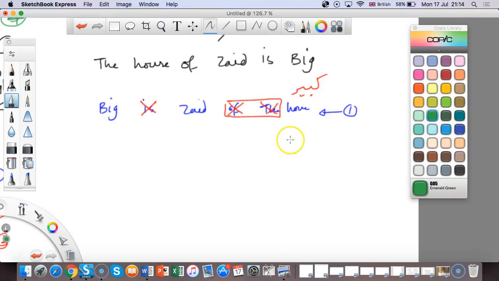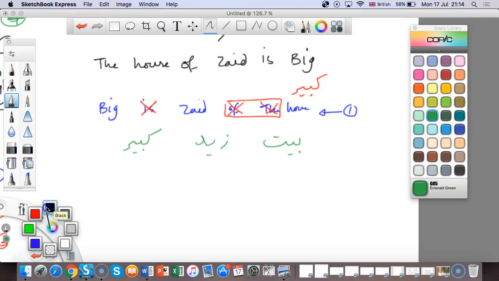Big, Zayd, house. Okay. So house, what's house? Bait. What's Zayd? Zayd. What's big? Kabir. Okay. Now, between which two words does the "is" fall? Zayd and big. Yeah, that's what it is there. Between which two words does the "of" fall? House and Zayd. Everyone got that? So this is why you need to section this part.